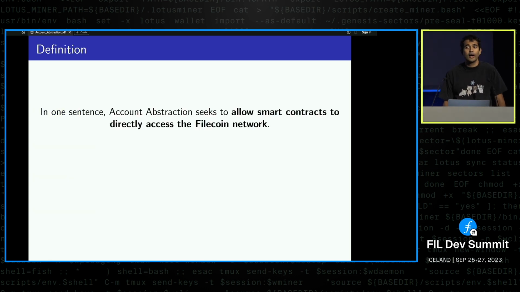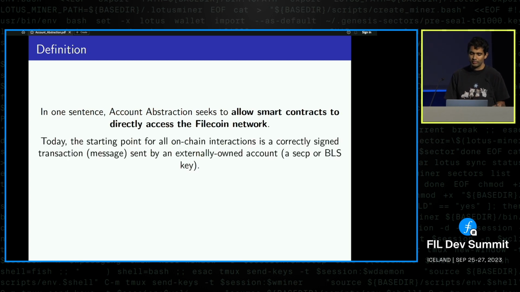Cool. So Scott already covered this, but I wanted to define account abstraction, and there's a few different definitions and a few features that get lumped into this term. But I think in one plain speak sentence, account abstraction seeks to allow smart contracts to directly access the Filecoin network. And when I say directly access, I really mean trigger on-chain activity, which essentially means sending a message or a transaction. Today, the starting point for all on-chain interactions on the Filecoin network is a signed transaction sent by an EOA, an externally owned account.